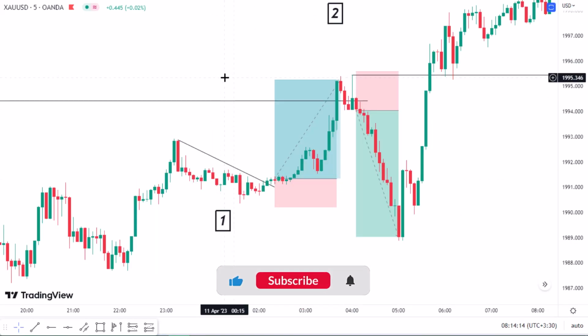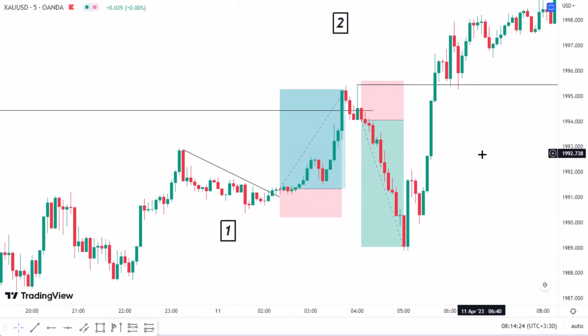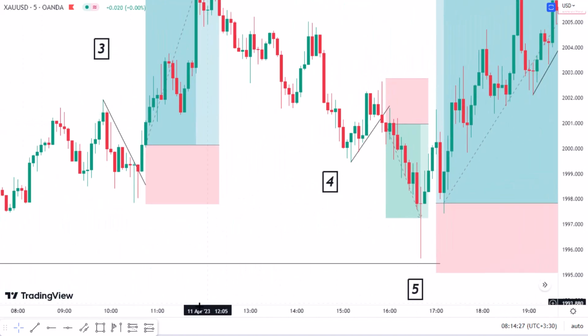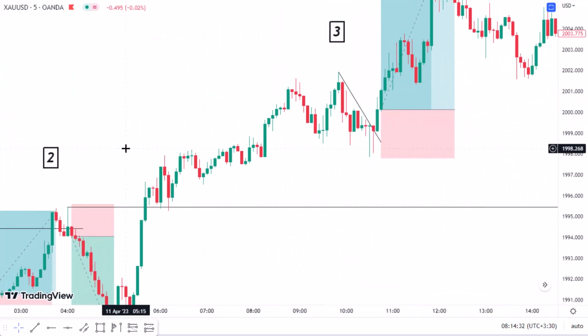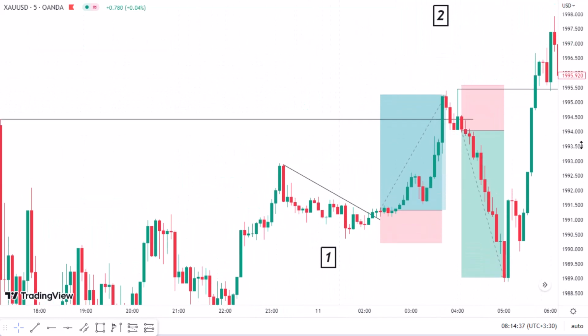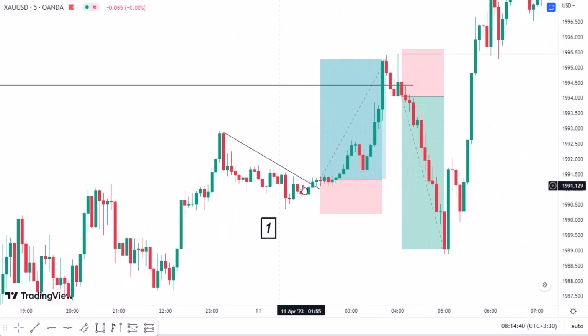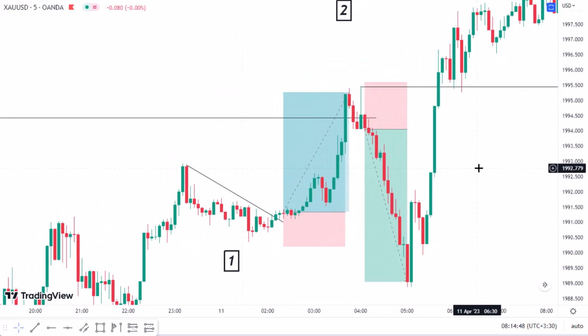Okay guys, as you can see here, we are on the gold chart or XAUUSD chart, 5-minute time frame. I am going to show you 7 profitable positions on the 11th of April. I am also teaching you how to trade by showing you the positions, how I enter positions, set my stop loss, and how I exit. You can learn from them and trade in the real market.